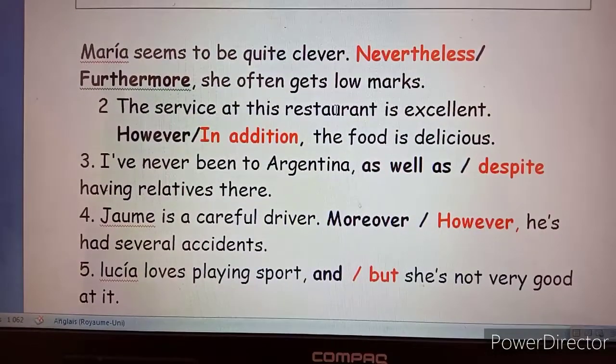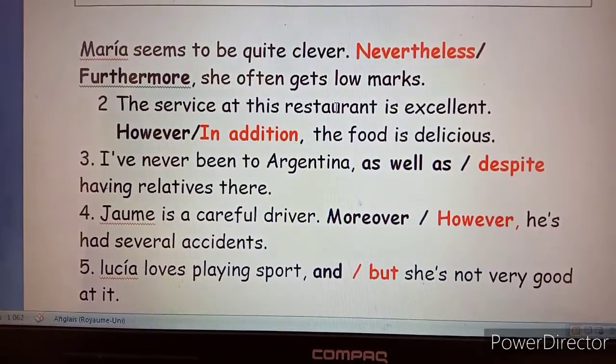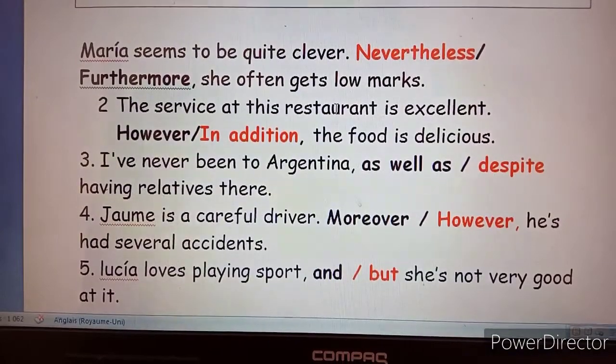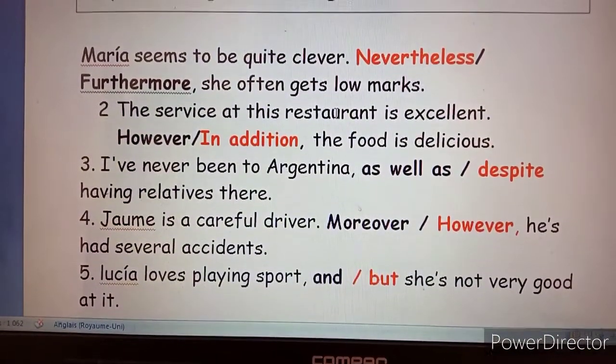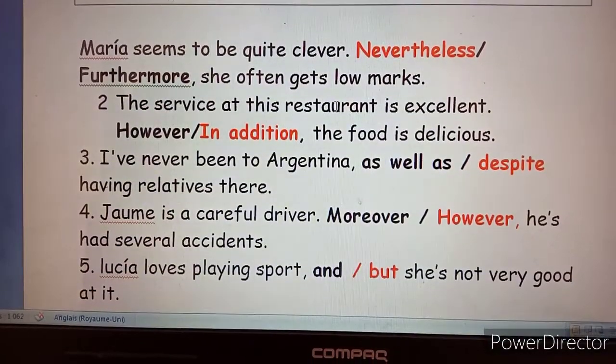Joom is a careful driver, but he has had many accidents. So here we will choose however, because however is a connector of contrast.